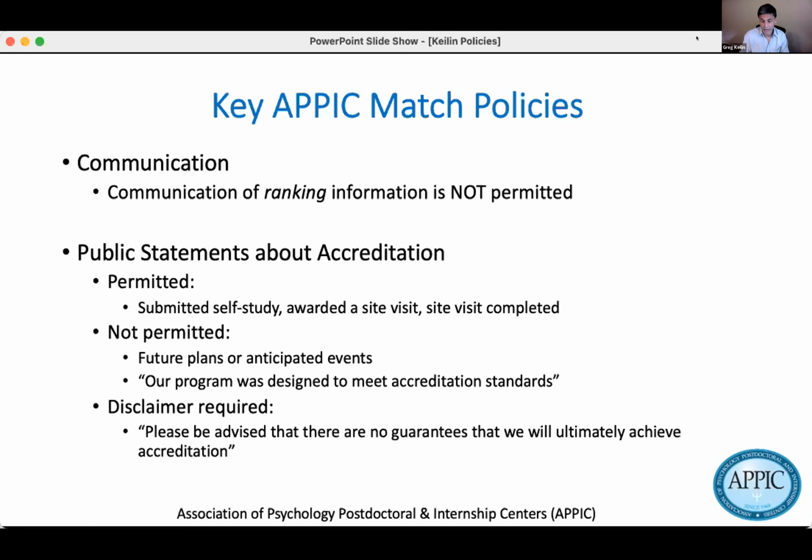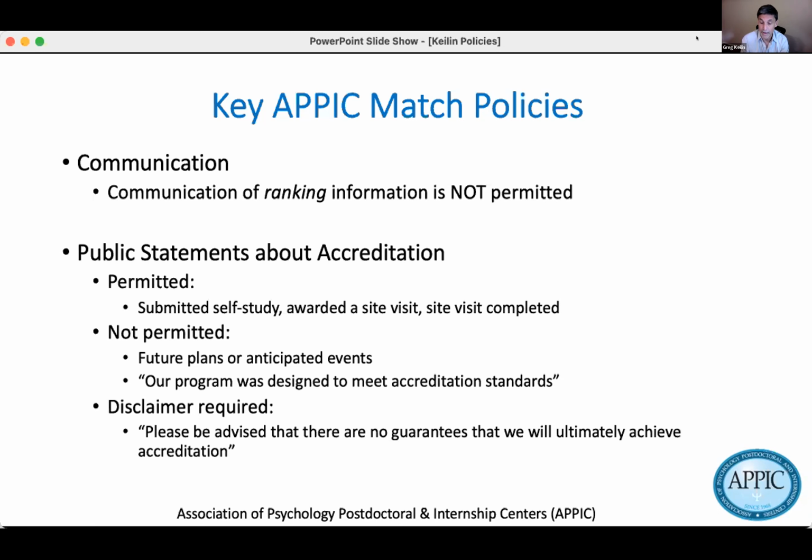Now what we permit is that sites can talk about events that have already happened in the accreditation process. They submitted a self-study, were awarded a site visit, or a site visit was completed. But they're not permitted to talk about the future or what they anticipate. They're also not permitted to say these really misleading statements like, "Our program was designed to meet accreditation standards," which was quite popular for a while. None of that is permitted anymore. And when sites talk about this, they're also required to have a disclaimer indicating there are just no guarantees that sites will ultimately be accredited.